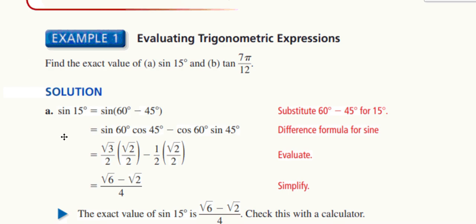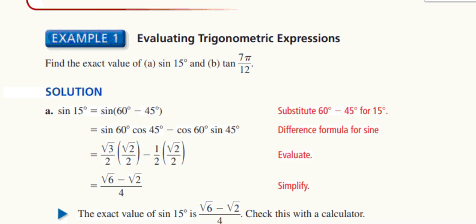And again, if you know your finger tricks or you know how to figure out what sine 60 is, okay, 60 degrees, you put your 60-degree finger down, sine is the fingers below, so you have root 3 over 2. Cosine, you put your 45-degree finger, root 2 over 2. Again, cosine of 60 is 1/2. Sine of 45 is root 2 over 2.